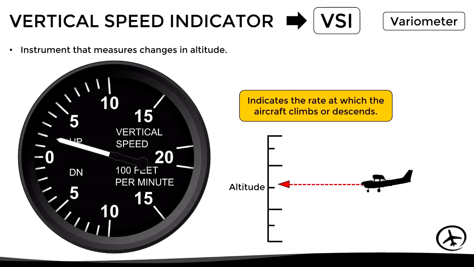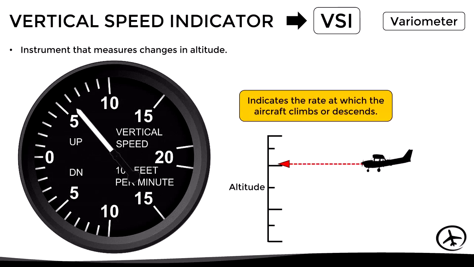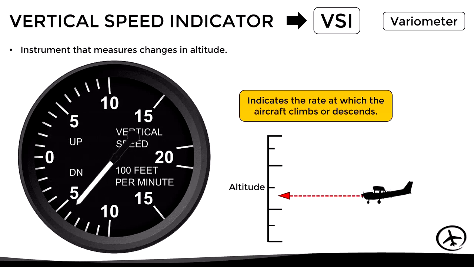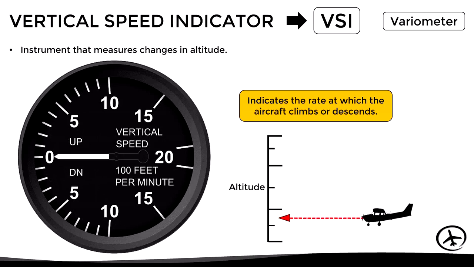So looking at this instrument, the pilot can tell if the aircraft is in level flight, climbing, or descending, and how fast the altitude is changing. Usually, this rate of climb or descent is expressed in feet per minute. So, let's now see how to read the instrument.